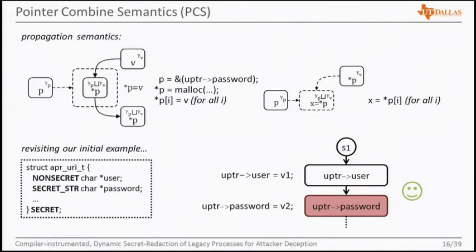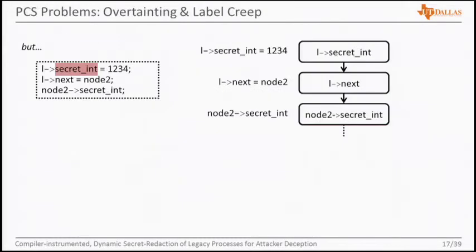However, this works in this case because here we have a specific case where the secrets are separated from the structure that houses them by one level of pointer indirection. However, if structures mix secret values with non-secret pointers, then all sorts of over-tainting label creep problems arise. To illustrate this, let's look at a very simple example where we have this linked list of secret integers in which each node in the linked list should be tainted with labels for a different user. So if we use a pointer combined semantics here, what happens when we assign the value 1, 2, 3, 4 to the field secret integer?